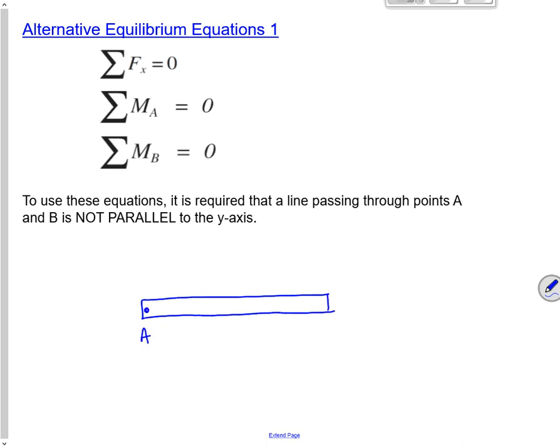So the way I typically use this is I have a beam problem. Here's A, here's B. Then I would use the sum of the forces in X, the sum of the moments about A, and the sum of the moments about B. It depends on the problem, but that would be perfectly okay. If that beam was tilted on its side, I couldn't do this. I couldn't use the sum of forces in X and moments about A and B.